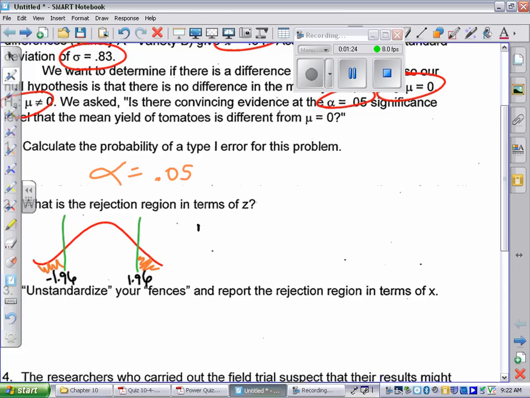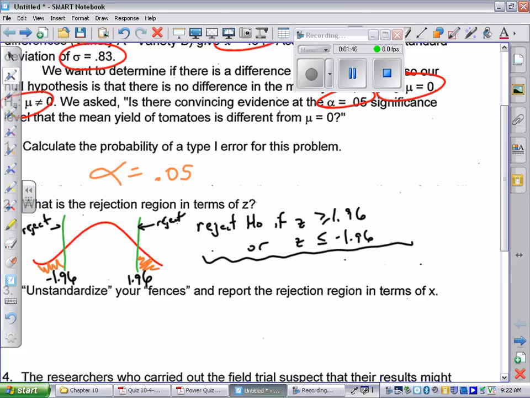So the rejection region means that I'll reject H0 out here. So I'm going to reject H0 if my Z is greater than or equal to 1.96 or Z is less than or equal to negative 1.96. Some of you guys might like to write it like this: reject H0 if the absolute value of Z is greater than or equal to 1.96. I don't really care for absolute values very much. I always get them confused, but that means the same thing as this. So you can write it either way.